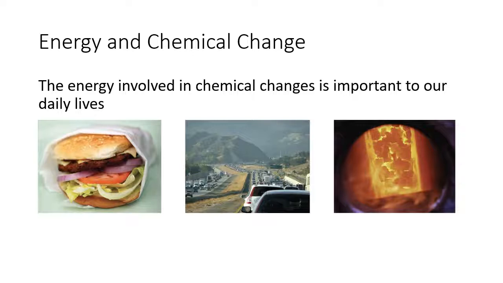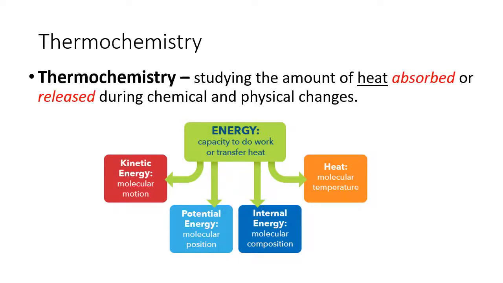All of the different types of energy we saw previously are important to our daily lives. We'll try to figure out how we can determine the amount of energy contained within food. How could we figure out the amount of energy that is released when gasoline is combusted? We could look at energy of all kinds of different chemical and physical processes and figure out if energy is needed or released and what the result of that is. When we're talking about thermochemistry, we're talking about studying the amount of heat absorbed or the amount of heat released during chemical and physical changes.